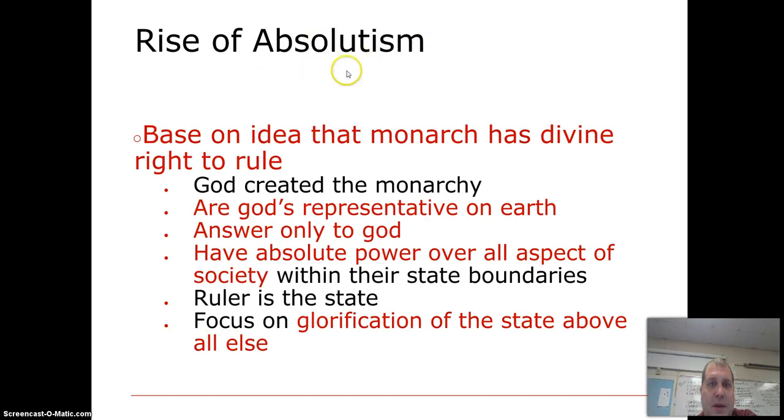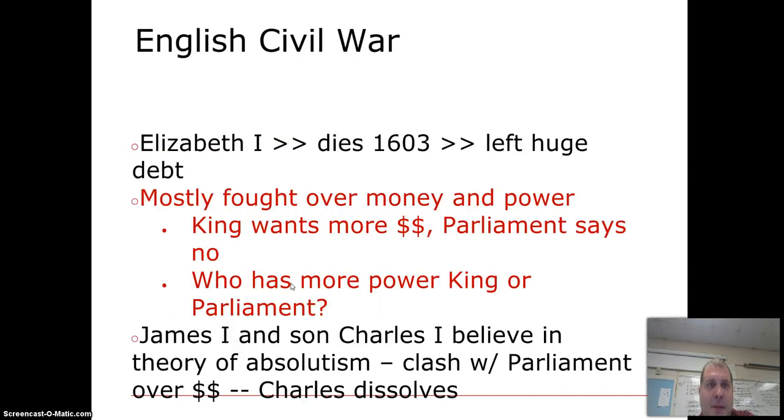Absolutism, you need to know this. This is based on the idea that a monarch has a divine right to rule. So divine right is the idea of absolutism. God creates the monarchy. The kings and queens are the representatives on earth. They answer only to God, and it basically goes God, king, you. They have absolute power over all aspects of society, and they focus on the glorification of the state above all else. And the ruler is the state, so they just focus on glorifying themselves. Sounds like a great job.